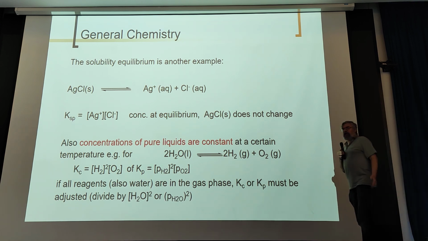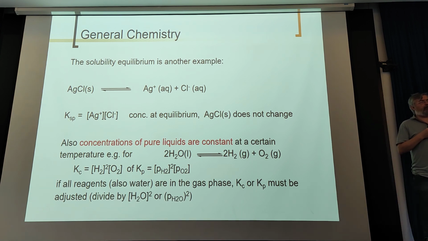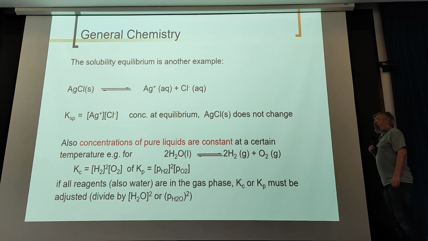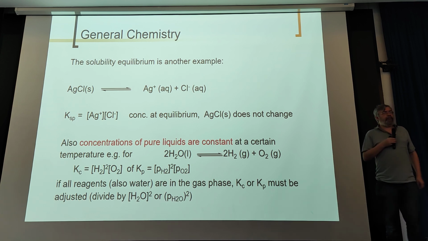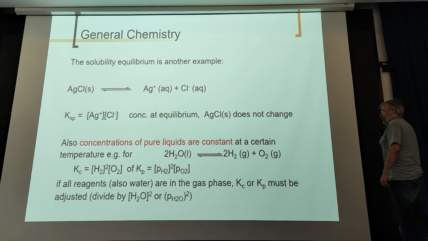So liquids, same story. Here we have the dissociation of water to dihydrogen and oxygen, and this Kc is in fact the concentration of hydrogen squared multiplied with oxygen. No H2O, because this is the liquid phase, and in the liquid phase it's always the same concentration. It's constant.